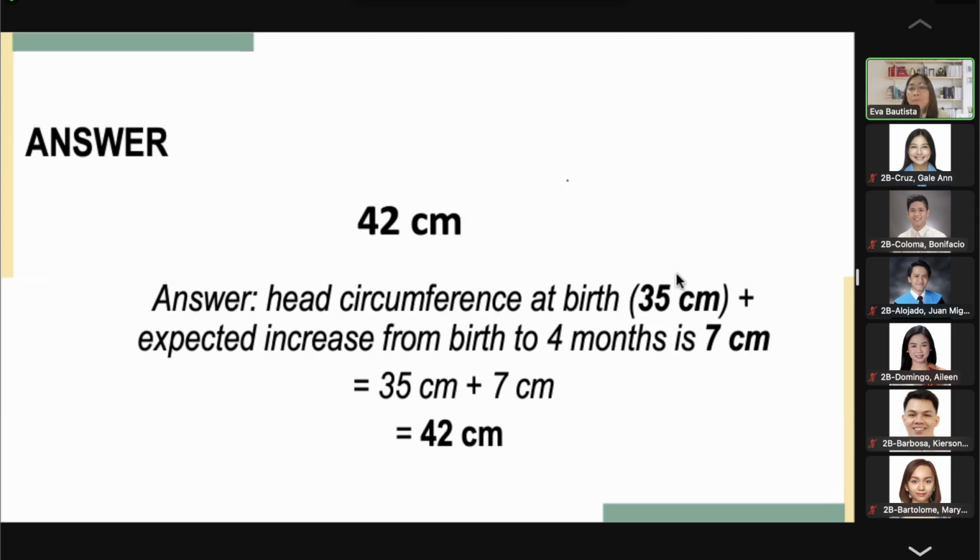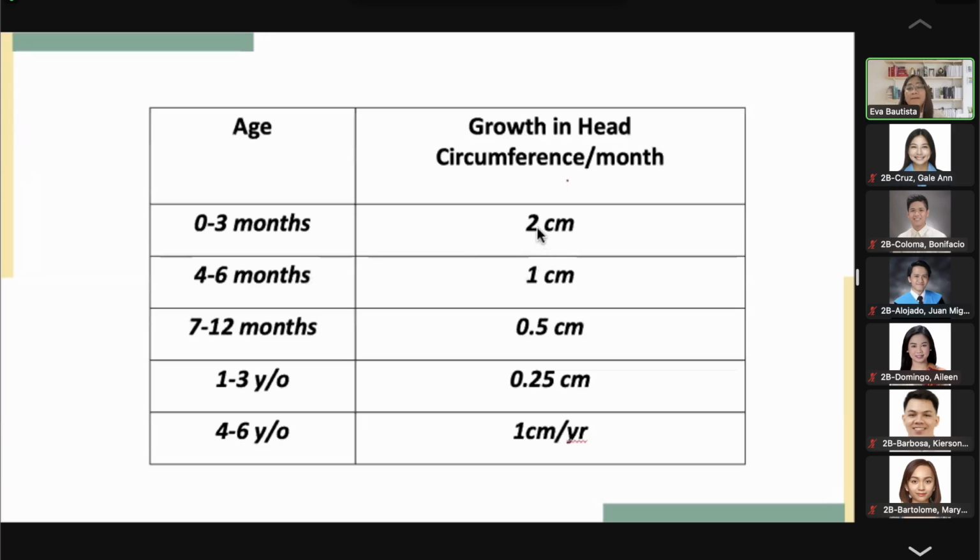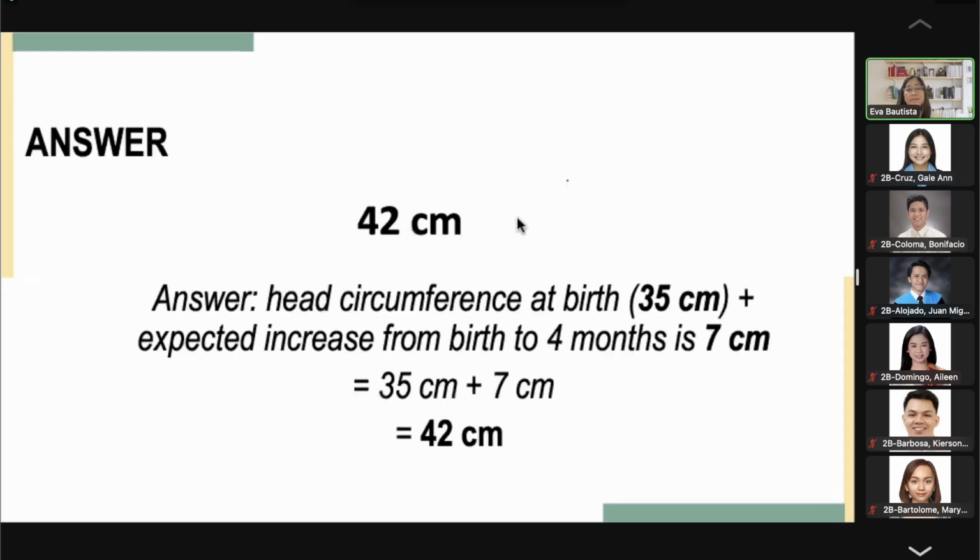Okay. So, birth circumference is 35 centimeters. And we have a 7 centimeter increase during the first 4 months. Let's review it again. Okay. So, 3 months, 2, 4, 6 centimeters. And our patient is a 4-month-old, and this is 1 centimeter per month. So 7 centimeters increase plus the birth head circumference of 35, it gives us 42 centimeters head circumference.